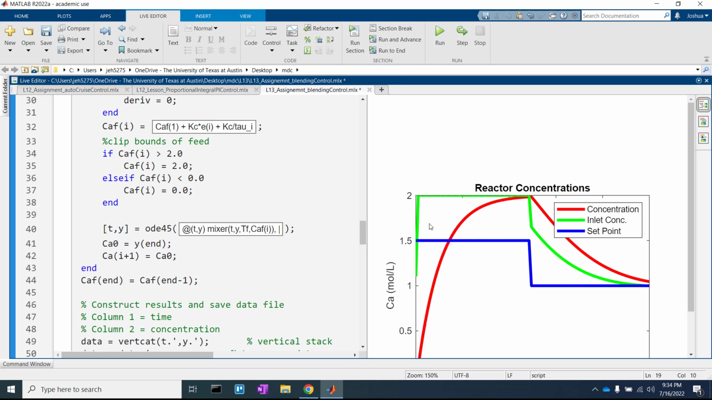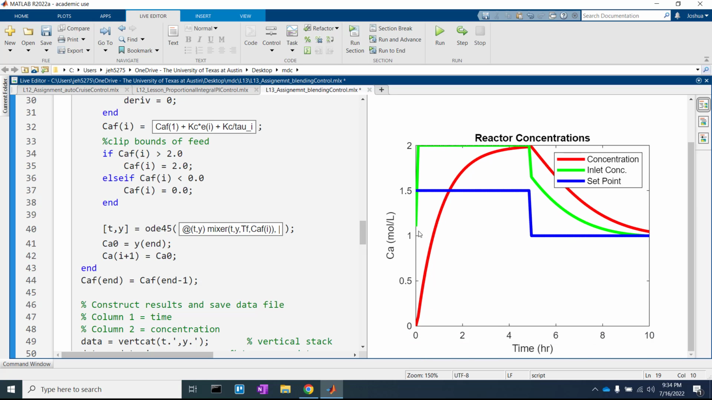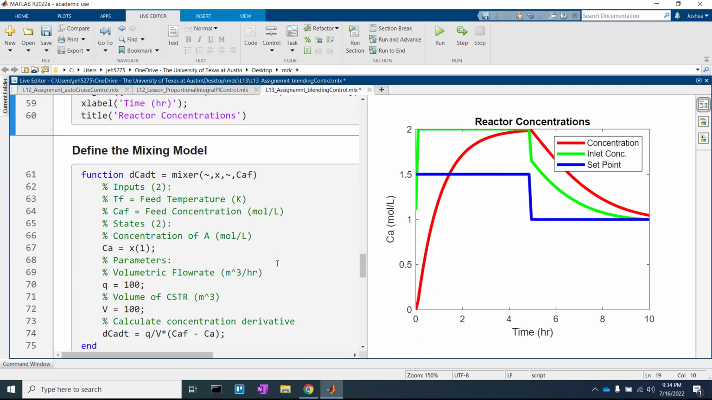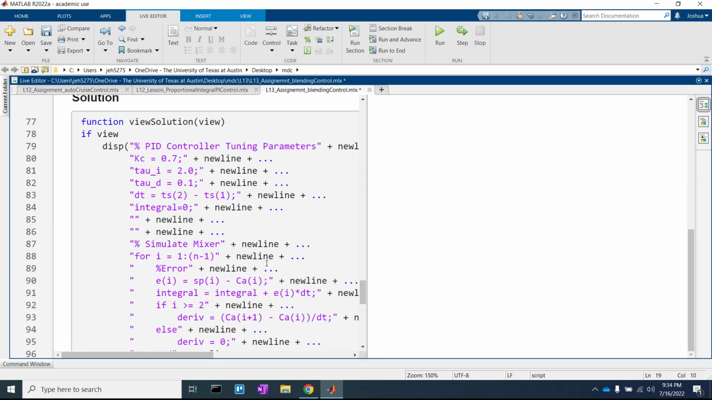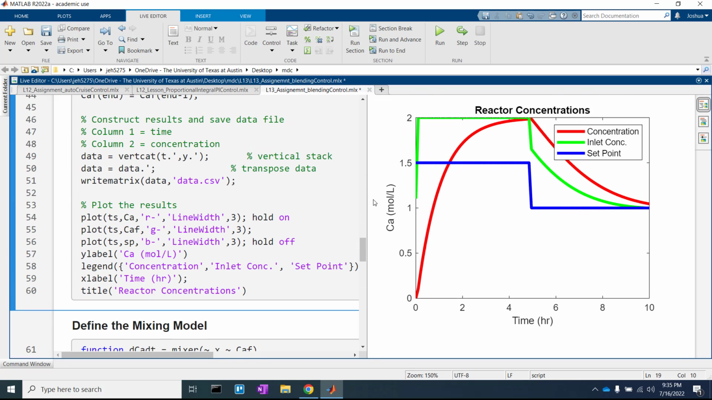You can see we are manipulating this inlet concentration so that our red line tracks our set point. And you see that we get there. It'd be nice if we got there earlier, but this is a good start. So in the next modules, we'll talk about how we actually set these systems up to tune them so that they run optimally for our system.